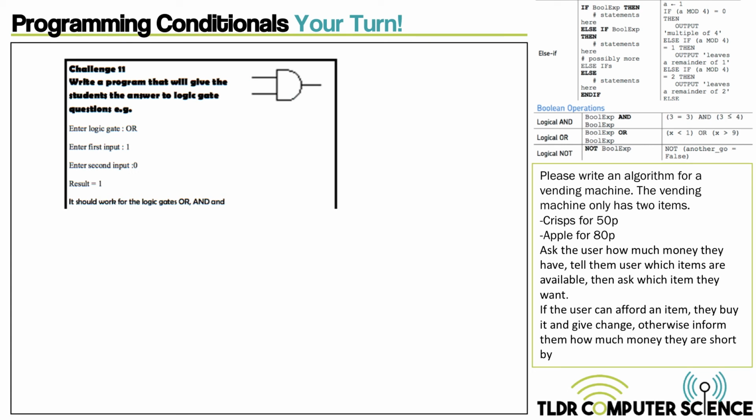Now I want to give you a little test here. You want to write a program that gives the students the answer to a logic gate question. And the two logic gates we'll be looking at are an OR gate and an AND gate. So first, the system prompts the user for what type of gate, OR gate or AND gate. You pick it, then it asks you what inputs, what's the first input, what's the second input, and then it can tell you what the output would be.